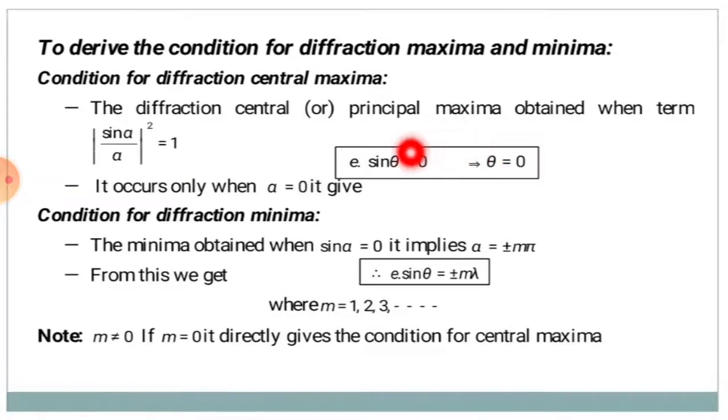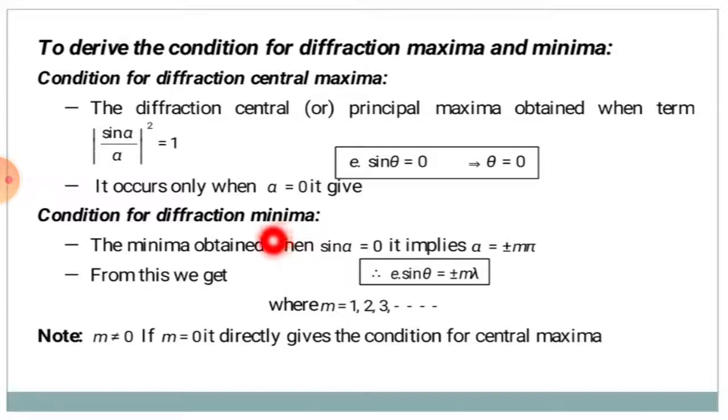The diffraction term sin alpha by alpha gives the central maxima in the direction theta is equal to 0. Here theta is equal to 0, then e sin theta is equal to 0. That is, the waves diffracted at a single slit travel with equal paths, and we will get the central maxima on the screen. And now let us see the condition for diffraction minima.